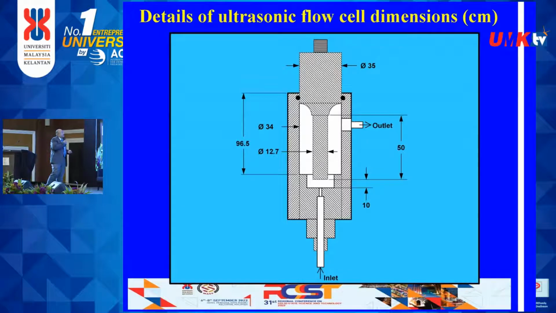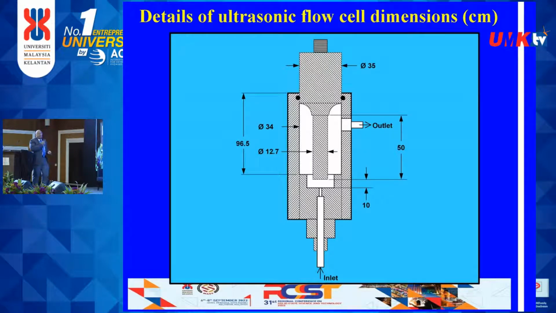Okay, these are the details of the ultrasonic flow cell, with dimensions in cm. You can see where the sonotrode is, and where the gap is, the space where the liquid can go in and make contact with the sonotrode. The sonotrode applies the power, and then the treated product goes out through the outlet and back to the fermenter.